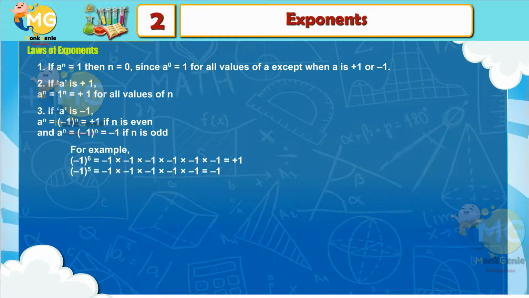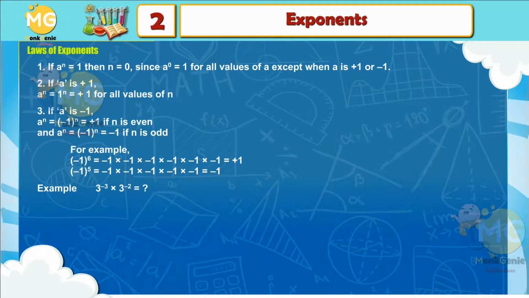For example, minus 1 raised to the power 6 is equal to minus 1 multiplied by minus 1 multiplied by minus 1 multiplied by minus 1 multiplied by minus 1 multiplied by minus 1, equal to plus 1. Minus 1 raised to the power 5 is equal to minus 1 multiplied by minus 1 multiplied by minus 1 multiplied by minus 1 multiplied by minus 1, which is equal to minus 1.